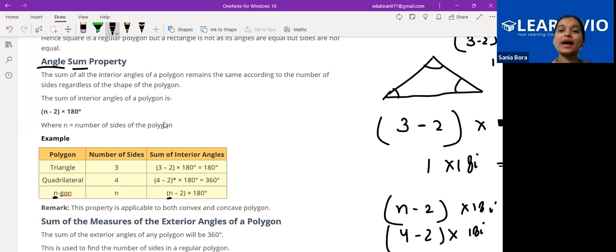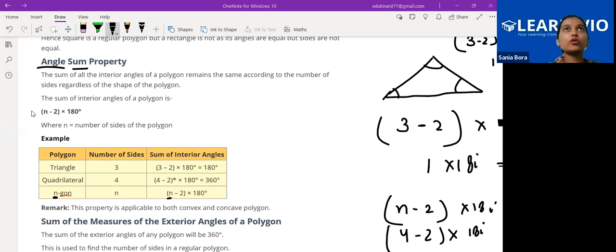Who decides what will be the angle sum of any particular polygon? The number of sides. Yes, the number of sides basically decides what will be the sum of all the angles of a polygon.